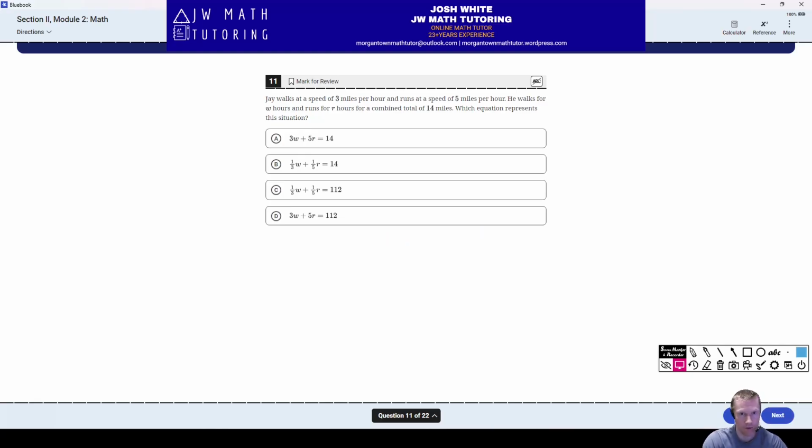Next up, question number 11. Here you have basically interpretation of a linear function where they give you text and you have to turn that into an equation. So this person's walking at a certain speed, person's running at a certain speed, and the person goes for a total distance of 14 miles. Okay? So in this situation, first of all, these two are out because they don't equal 14. So we need expressions here that are adding up that are miles.